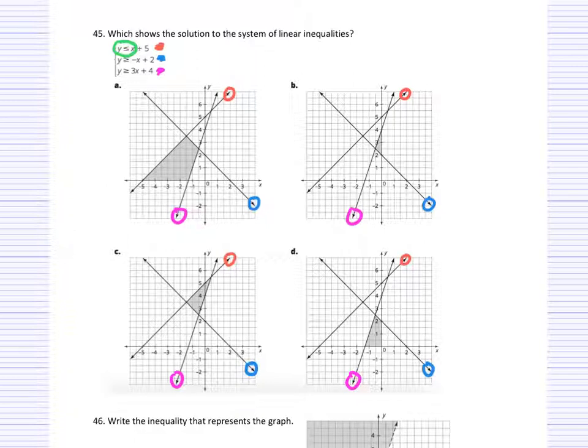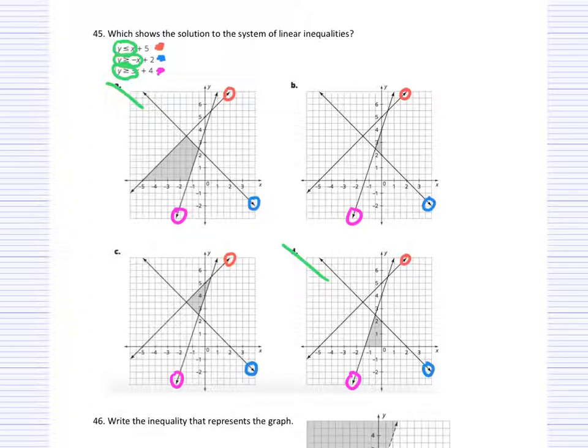So now I'm going to move on to the blue line. The blue line says y is greater than, so it has to be shaded above the blue line. If you look at A, it is not shaded above the blue line, so it can't be A. B is shaded above the blue line, so it can still be B. C is also shaded above the blue line. But D is shaded below the blue line, so it can't be D. And then finally, I'm going to look at the purple one. It has to be shaded above the purple line also, because it says y is greater than.